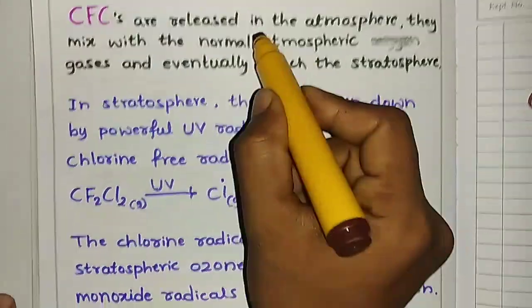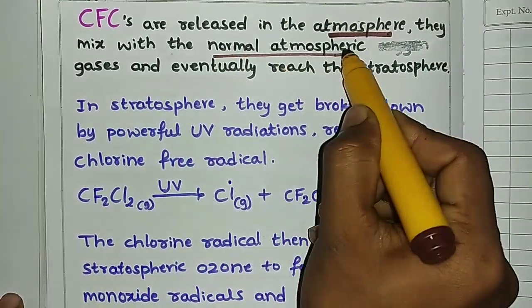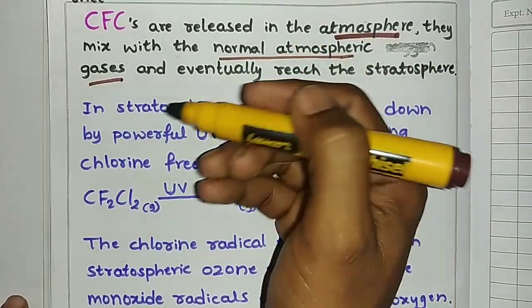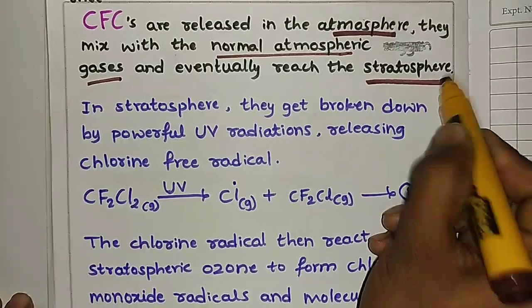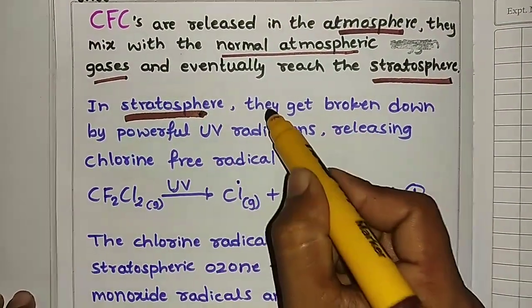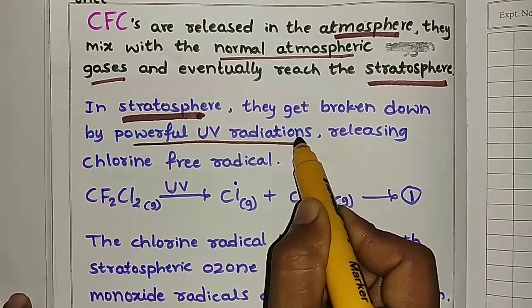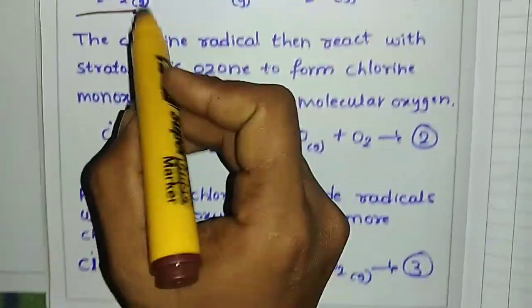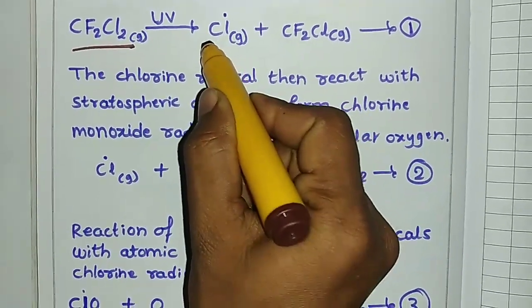Once CFCs are released into the atmosphere, they mix with normal atmospheric gases and gradually reach the stratosphere, the second layer of the atmosphere. In the stratosphere, they get broken down by powerful UV radiations, releasing a chlorine free radical. When chlorofluorocarbon reacts with UV radiations, it forms a chlorine free radical.